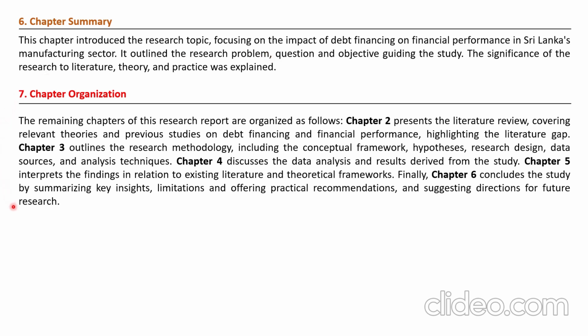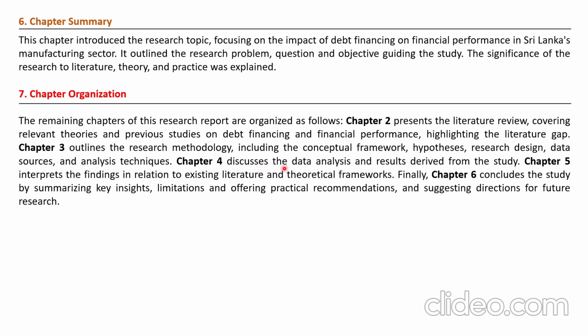Then you are going to tell to the reader about the next chapters that you are going to discuss. It says the remaining chapters of this research report are organized as follows. Chapter 2 represents the literature review, covering the relevant theories and previous studies on this particular topic, and it highlights the literature gap. So the reader knows that in the next chapter, you are going to consider about this. Then the chapter 3, it is the research methodology. So we are going to include the conceptual framework, hypothesis, research design, data sources, and how we are going to analyze the data.